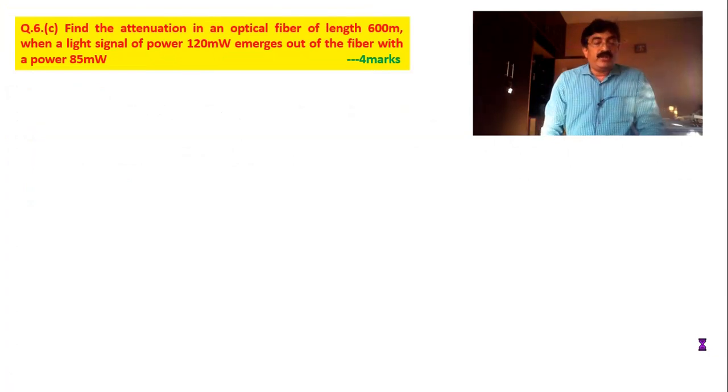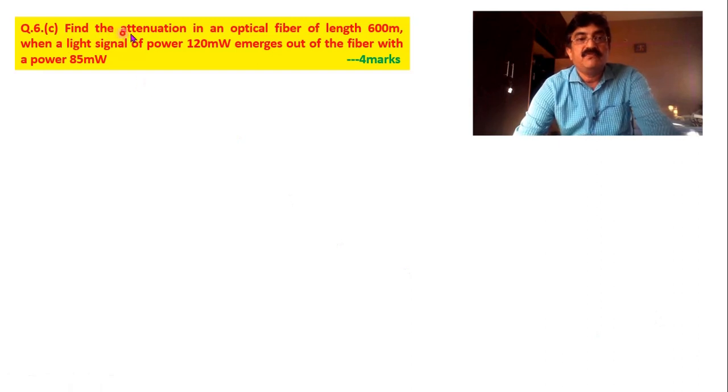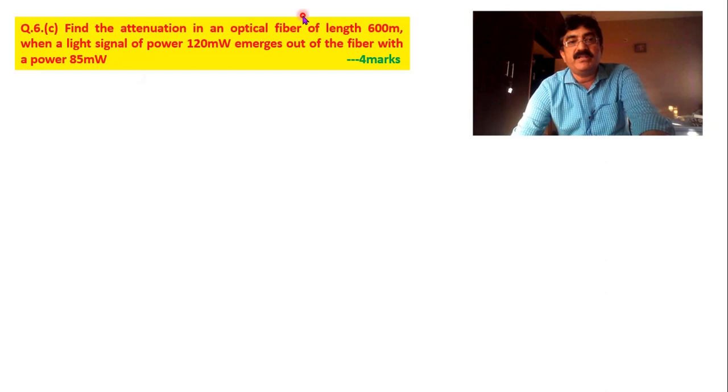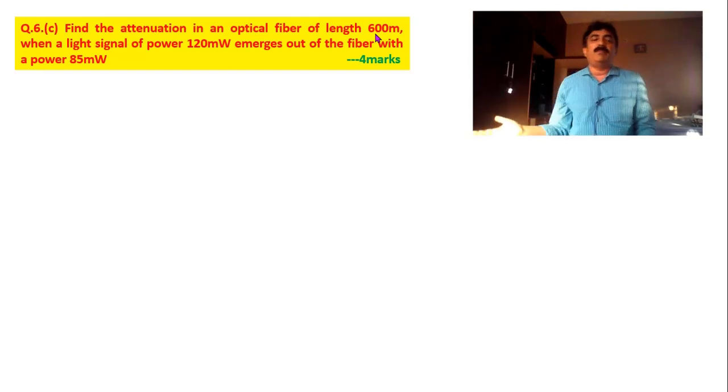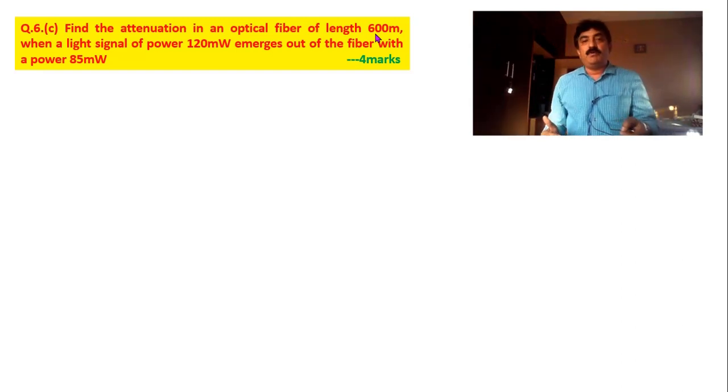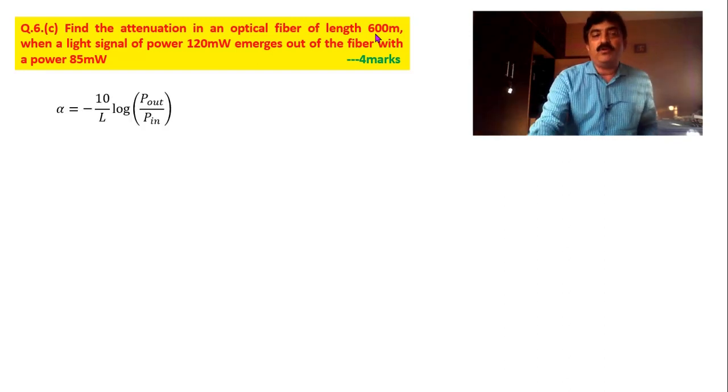Now comes the numerical on optical fiber. Question number 6C. Find the attenuation in an optical fiber of length 600 meter. Remember, in this type of problem, the attenuation problem, you have to take length in kilometer. Even if it is 600 meter, you convert that into kilometer. Only in this particular segment, you have to convert that into kilometer. 600 meter is equivalent to 0.6 kilometer. Light of power 120 milliwatt emerges with a power of 85 milliwatt. Input power given, output power given, you have to find out alpha.